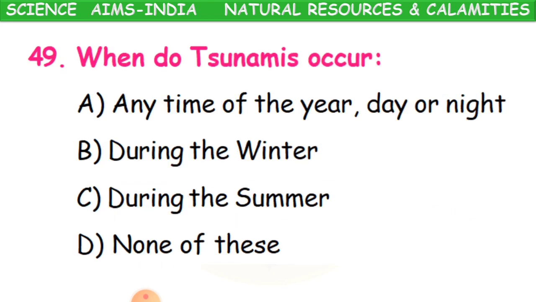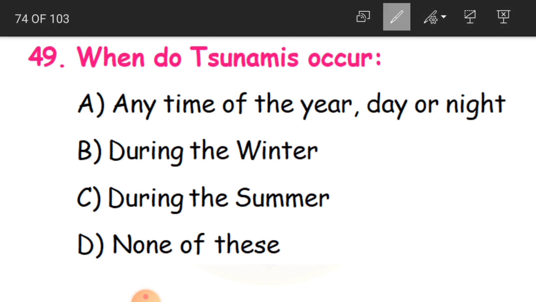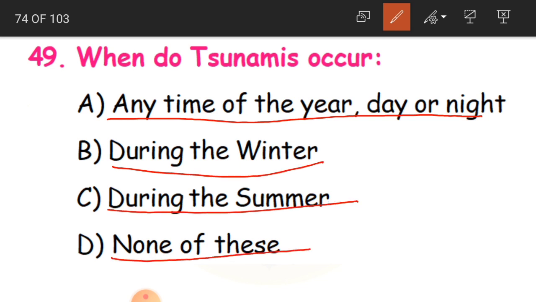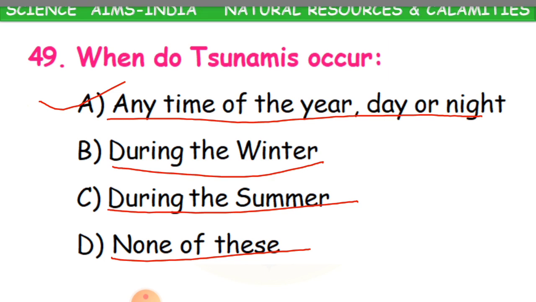Okay children? And 49th question. When do tsunamis occur? Okay, then tsunami is nothing but the tidal waves. No? A option is any time of the year, day or night, during the winter, during the summer, or none of these. And the answer is any time of the year, day or night. No, but for thunderstorms we have learnt that during summer and spring they happen. But tsunamis can occur at any time of the year, day or night.